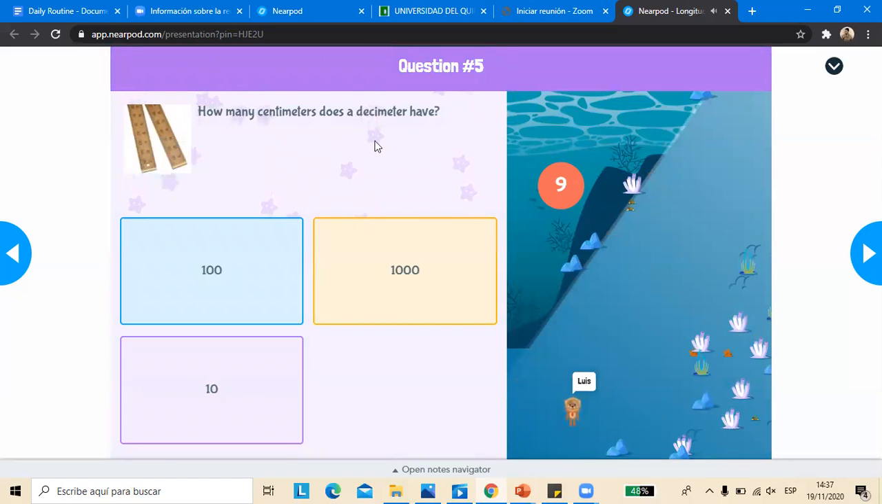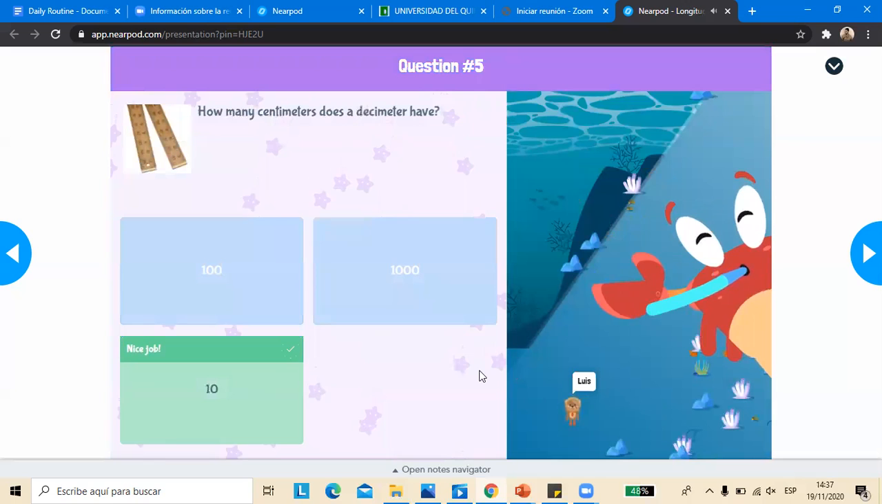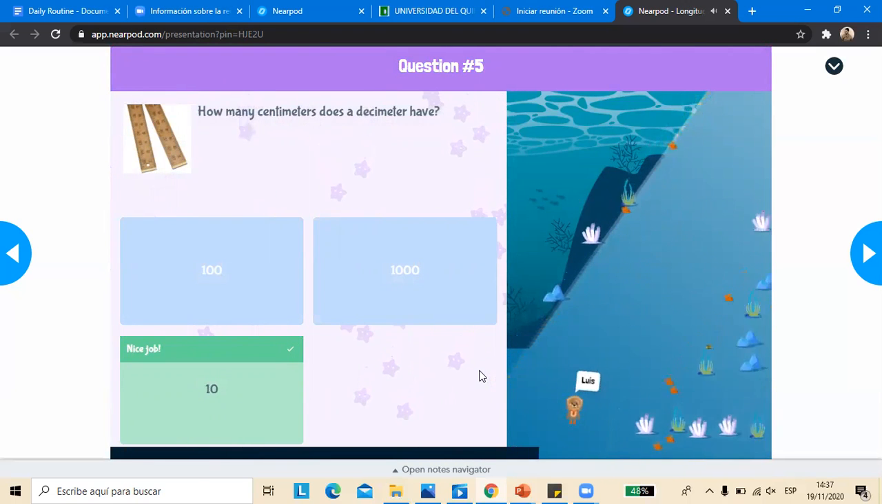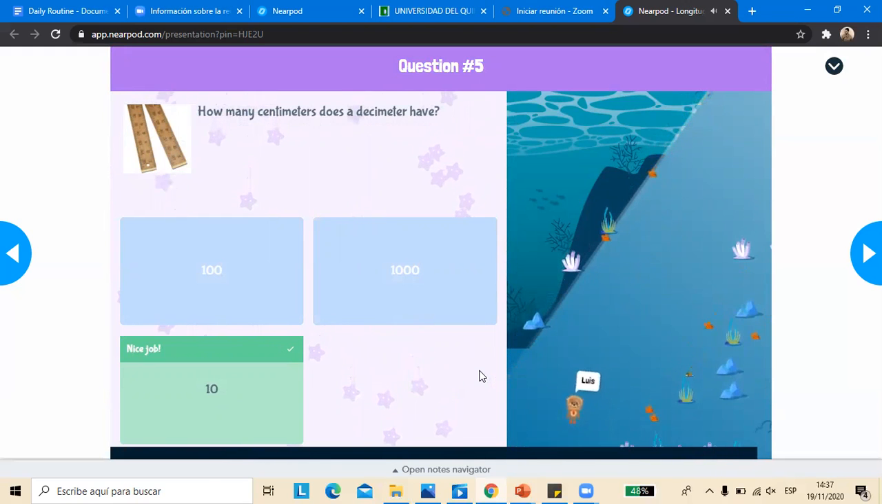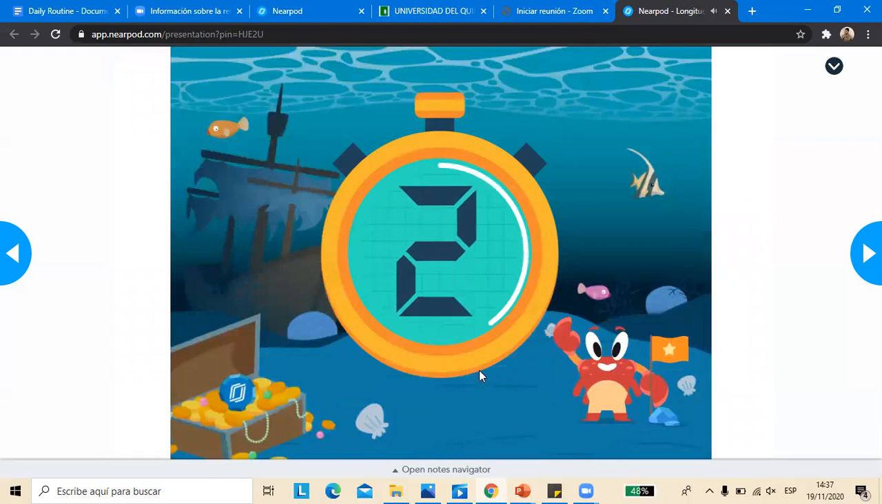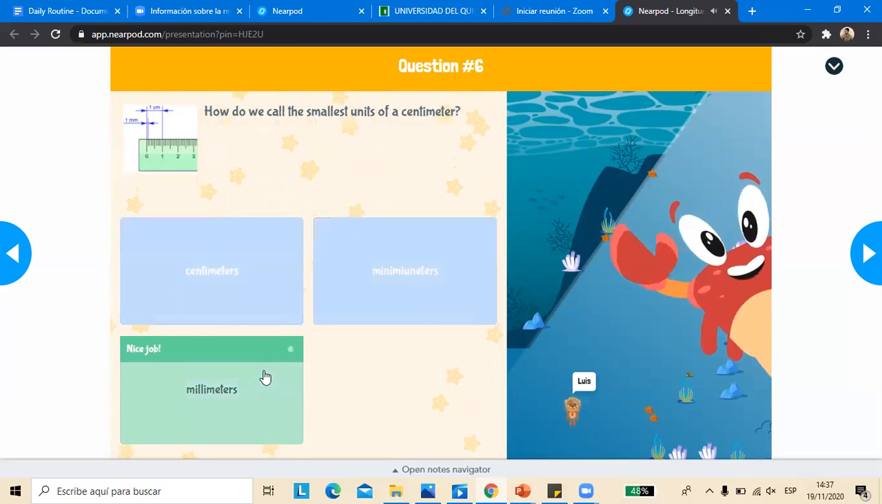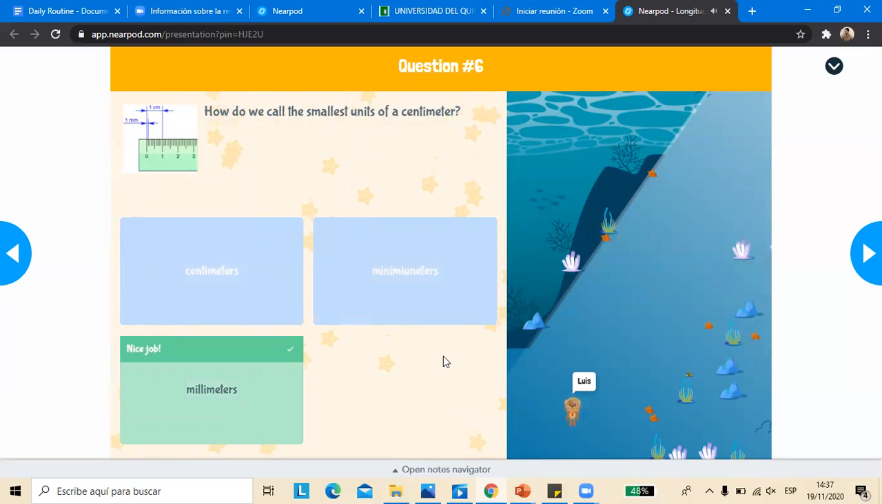Okay, how many centimeters does a decimeter have? What do you think? 10, teacher. Oh my God, you're so brilliant. Thank you, teacher. Okay, let's see what is the next question. How do we call the smallest unit of a centimeter? Millimeter. Yeah, perfect.